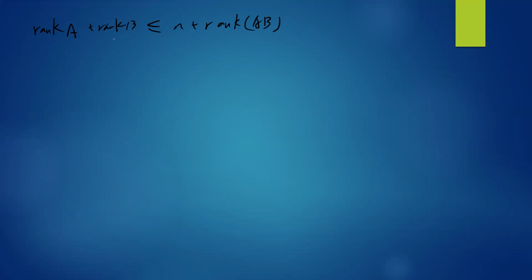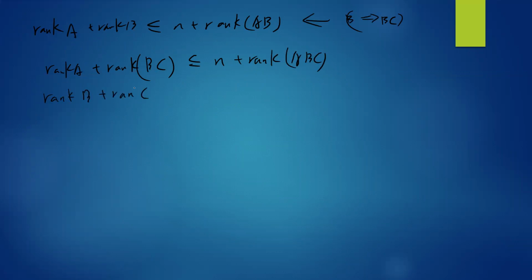For general K, we need to generalize this. We know that rank A plus rank B is less than or equal to n plus rank AB. Now I replace B with B times C. Then I get rank A plus rank BC is less than or equal to n plus rank ABC. And I can do the same thing: rank B plus rank C is less than or equal to n plus rank BC.